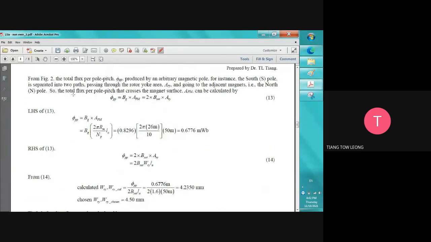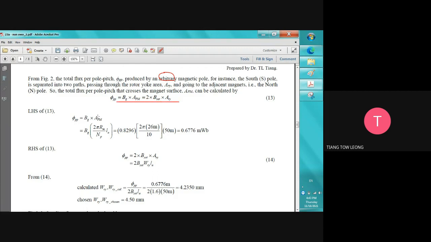So from figure 2, the total flux per pole pitch produced by an arbitrary, arbitrary means random, random magnetic pole, either south pole or north pole. For instance, the south pole is separated into two paths, passing through the rotor-yoke area ARY and going to the adjacent magnet, the north pole. So the total flux per pole pitch across the magnet surface APM can be calculated like this.